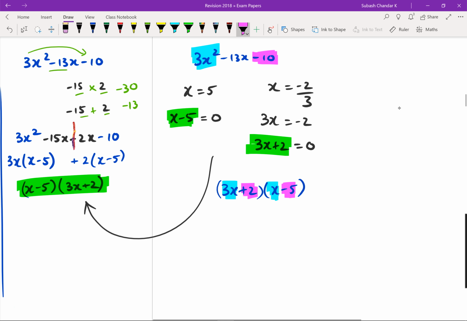So guys, you can actually use this method, if you're finding that you're getting stuck in this long-winded way on the left-hand side, particularly this one here. You can actually use the calculator shortcut to get the solutions and then work backwards to get your factors as well.